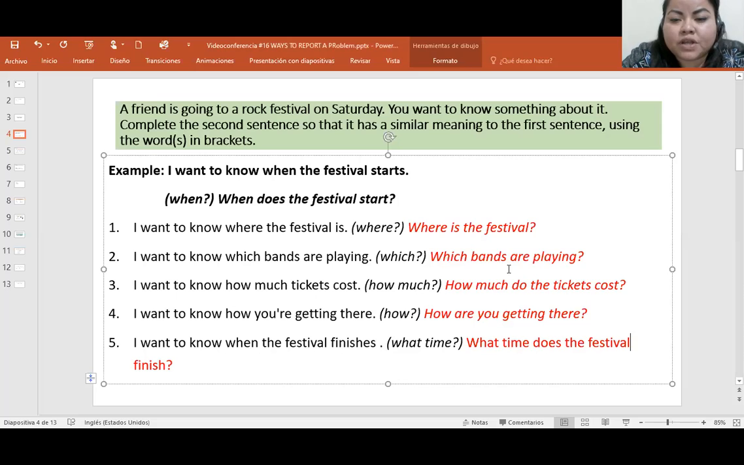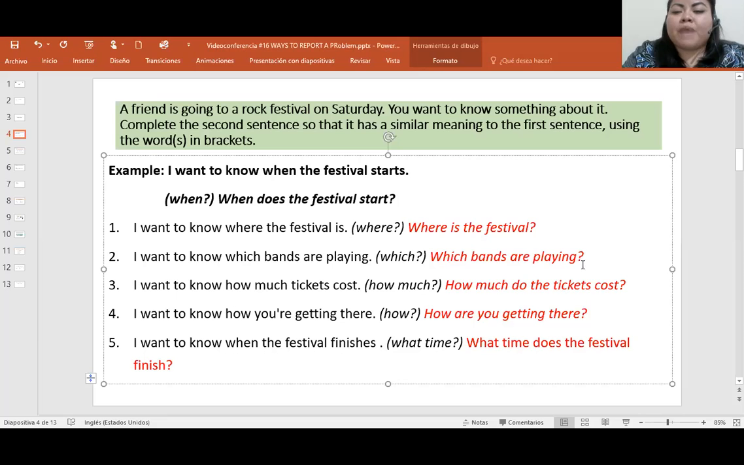Now, let me ask you right now the questions, okay? Let me ask you the questions here. Where is the festival, Sandrita? What is the festival? Tell me a possible answer. ¿Cuál sería una posible respuesta a eso? Where is the festival? The festival is at 8 p.m. No, where is the festival? The festival is in the park. Okay, very good. The festival is in the park.